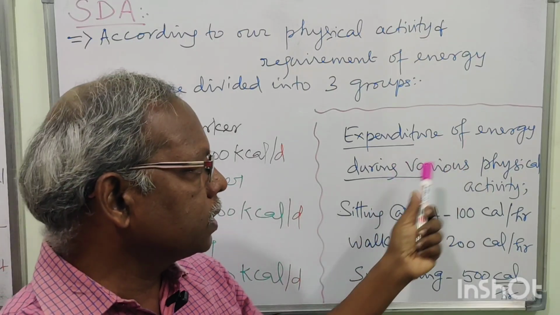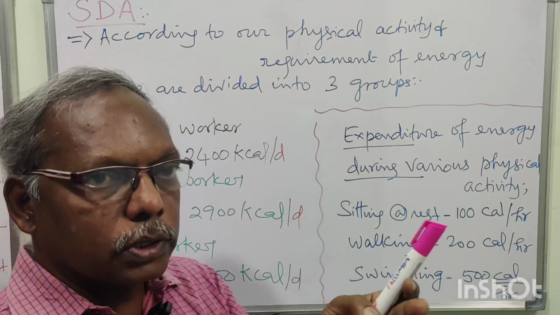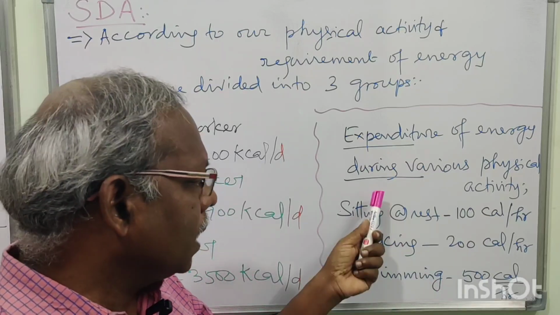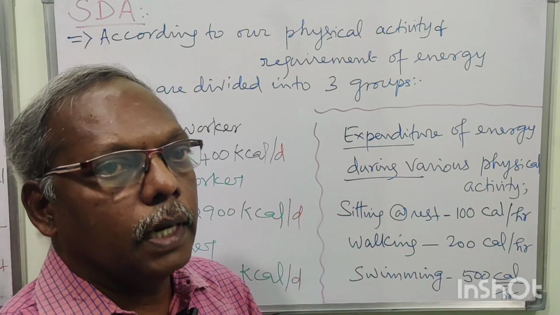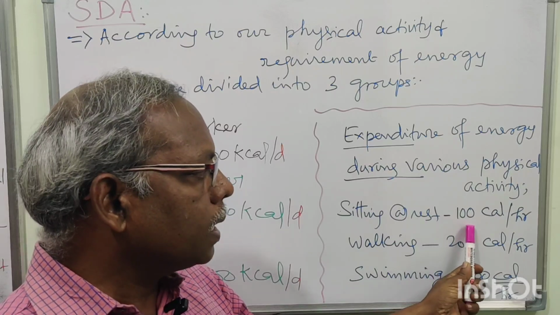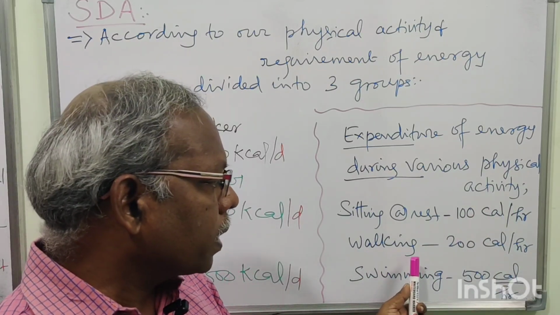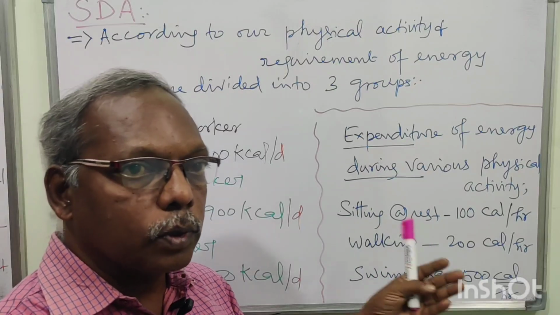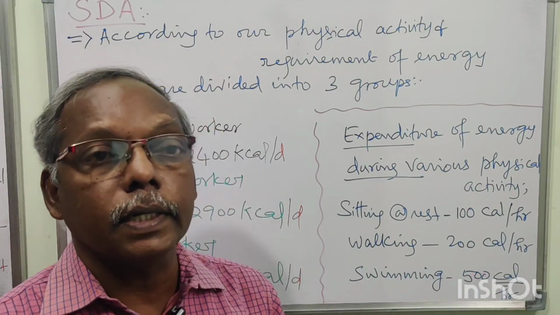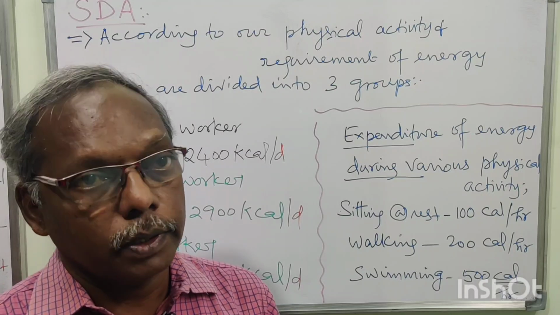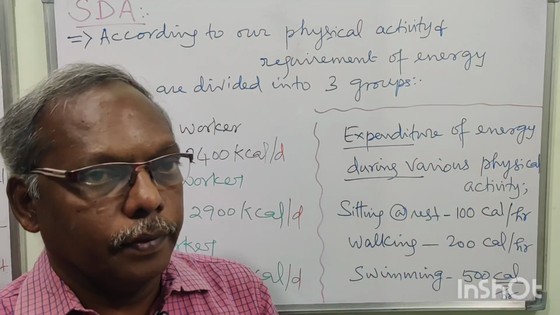Coming to the expenditure of energy during various physical activities, your book gives some 10 activities; I am selecting just 3. If you are sitting at your workplace, you need 100 calories per hour. Walking, running, jogging start from 200, 300, 400 like that. Swimming requires 500 calories per hour. This is the energy requirement for various physical activities.